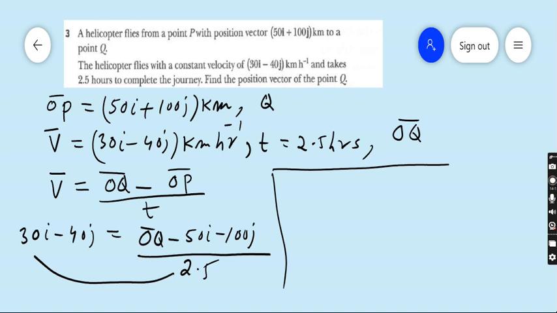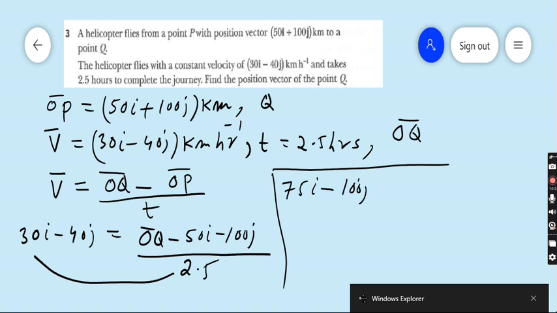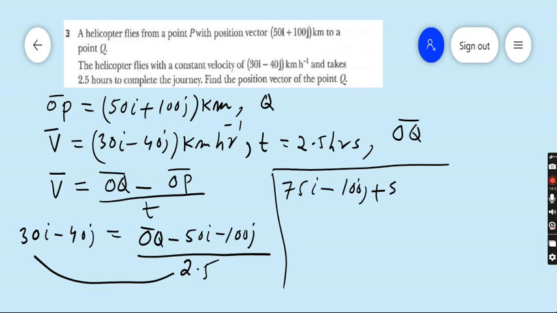2.5 into 30 is 75i. 2.5 into 40 is 100j, and this 50i plus 100j must be shifted over here. So 75i plus 50i equals 125i. 100j cancels by minus 100j, which leaves OQ.